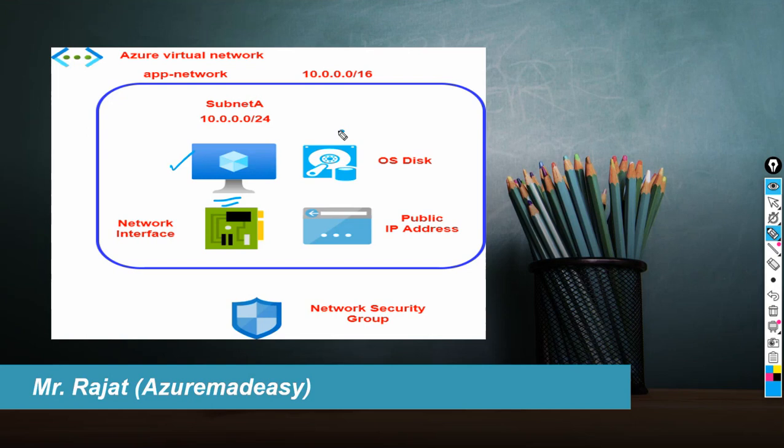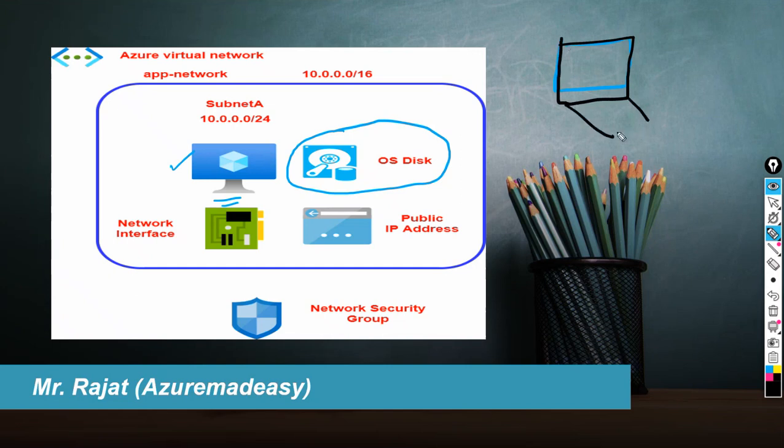For the virtual machine, we require obviously an OS drive, just like you have a laptop. The laptop will be incomplete without the OS disk, right? So it will have the OS disk. Similarly, we have something called the network interface card. The network interface card is assigning the IP address to this VM.